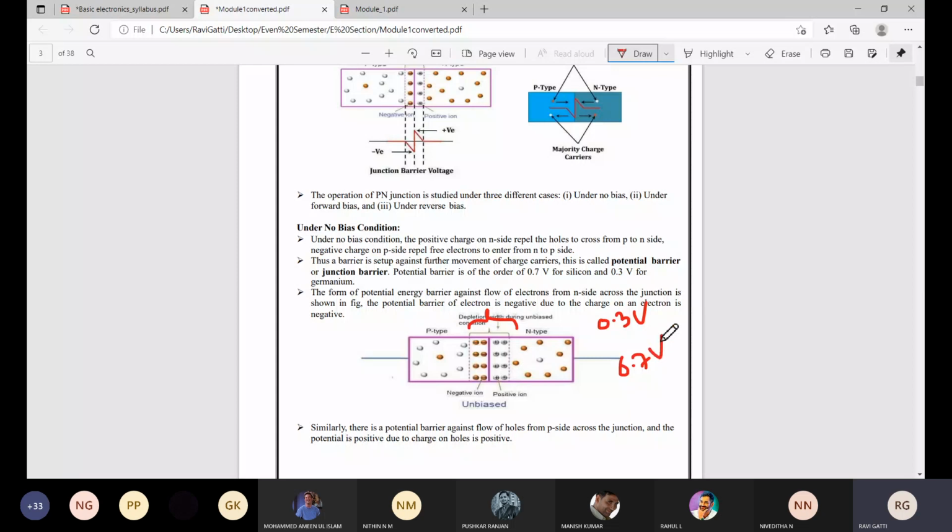Under an unbiased condition, because of the attraction of the immobile ions and the accumulation of the negative ions and positive ions, some voltage difference, the potential barrier, will be created. It will be in the order of 0.3 volts to 0.7 volts. So this condition we call the no bias condition.